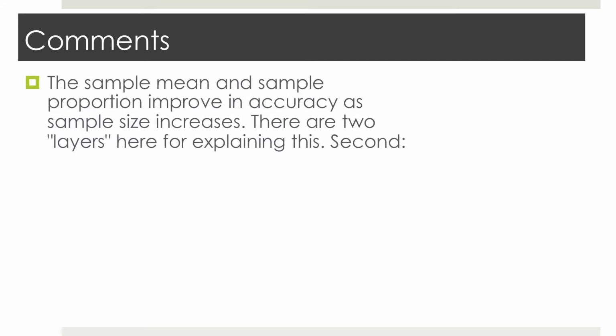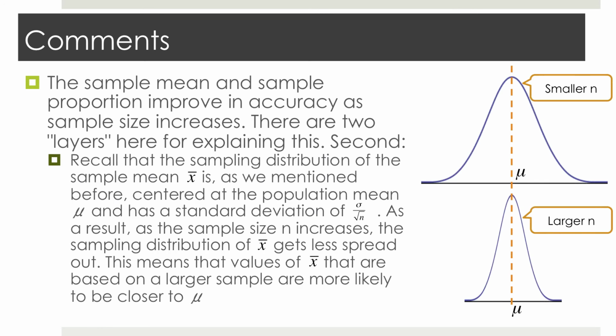There's another layer that we can use to explain this idea, and it has to do with something that we've learned in a previous topic. Recall that the sampling distribution of the sample mean, x bar for example, is going to be centered at the population mean mu, and it has a standard deviation that depends on the sample size. So as the sample size increases, the sampling distribution is going to get less spread out.